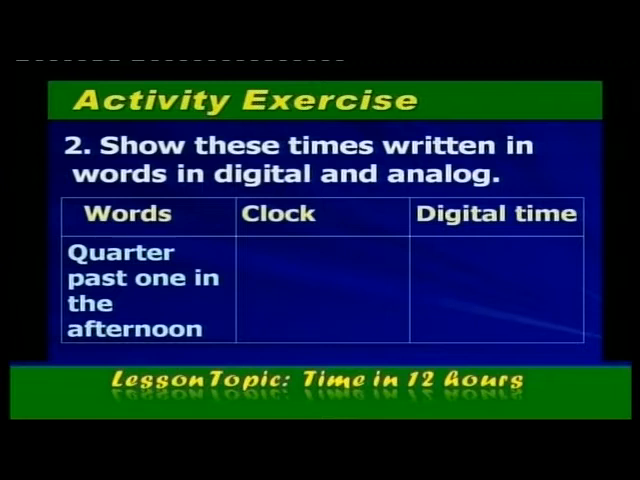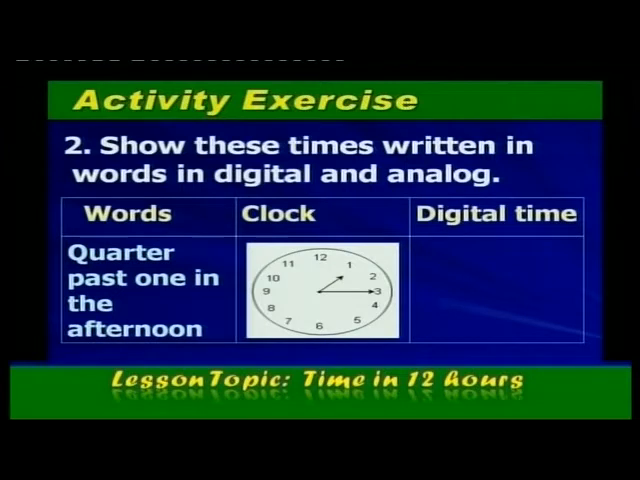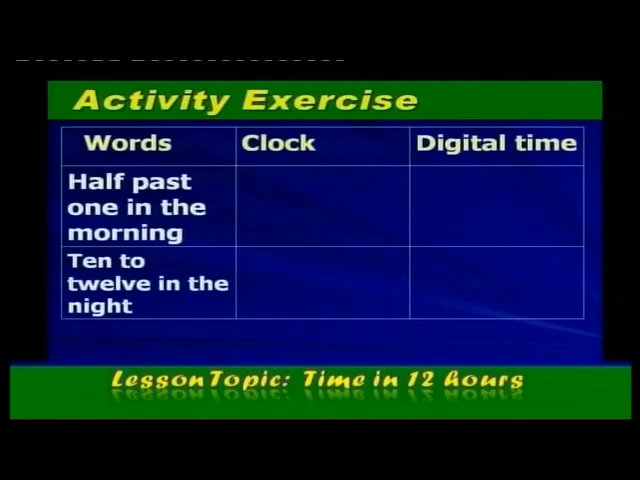Read. Read loud and clear. 1:15 in the afternoon. So, that time in clock should be like that. And in digital time, 1:15, 1:15 p.m. in the afternoon. That is what you will do in exercise 2.